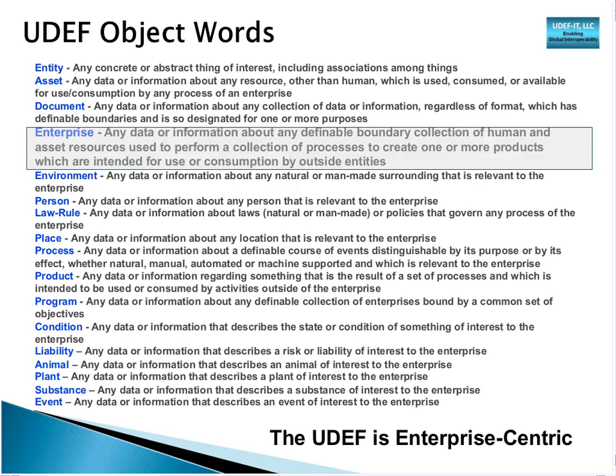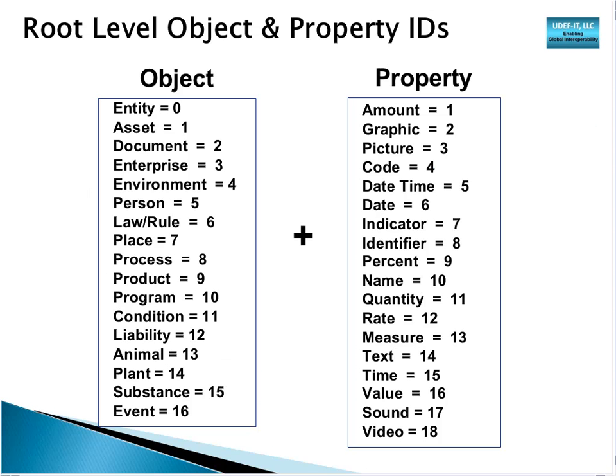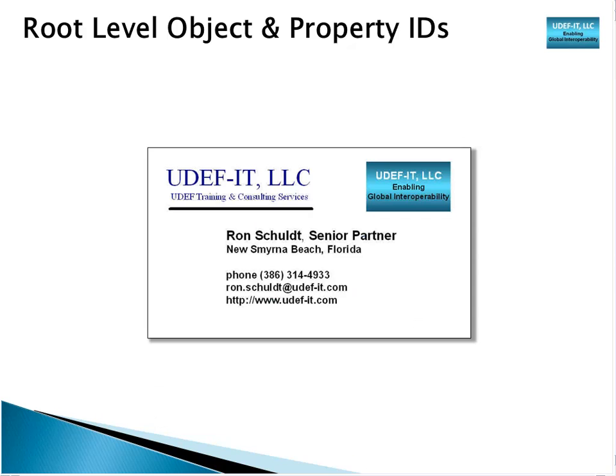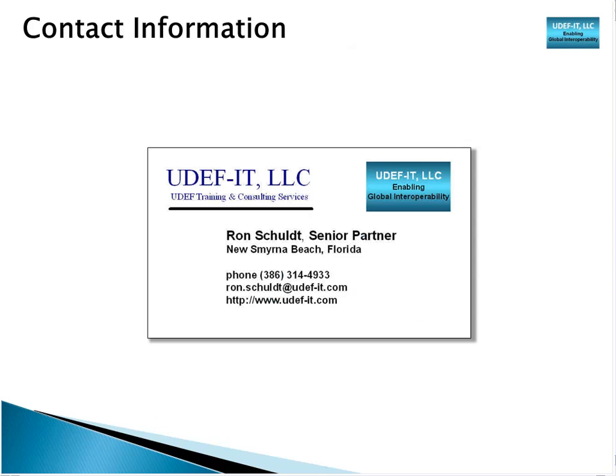Anyway, these are then the UDEF object words. The key point here is that UDEF is enterprise-centric, and then you get the UDEF level, root level object and property IDs. Each of the objects has an identifier, and each of the properties has an identifier. And I will stay with my word and try to provide 5 minutes or so for any questions. Again, for those of you who want a better understanding of how you map your data to the UDEF, I encourage you to participate in next week's session, a week from today.